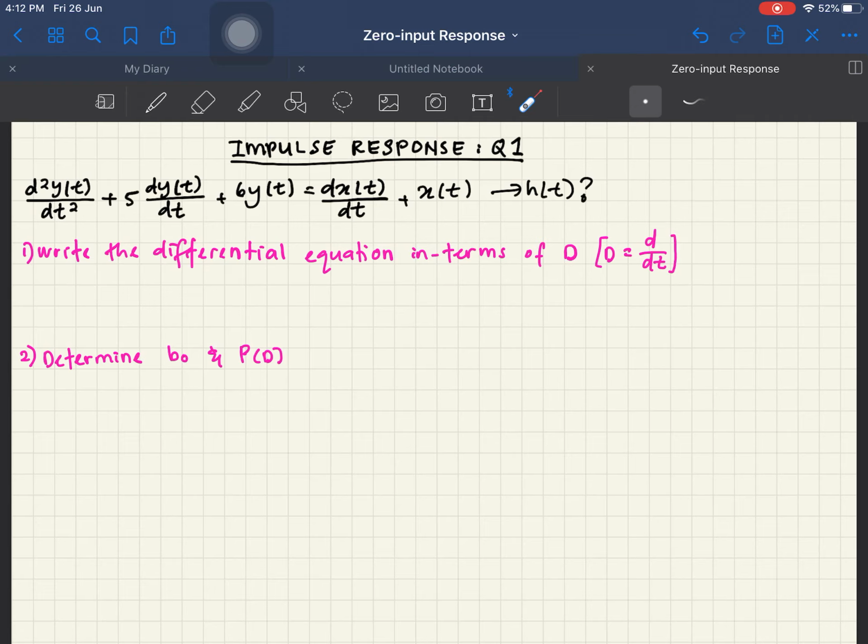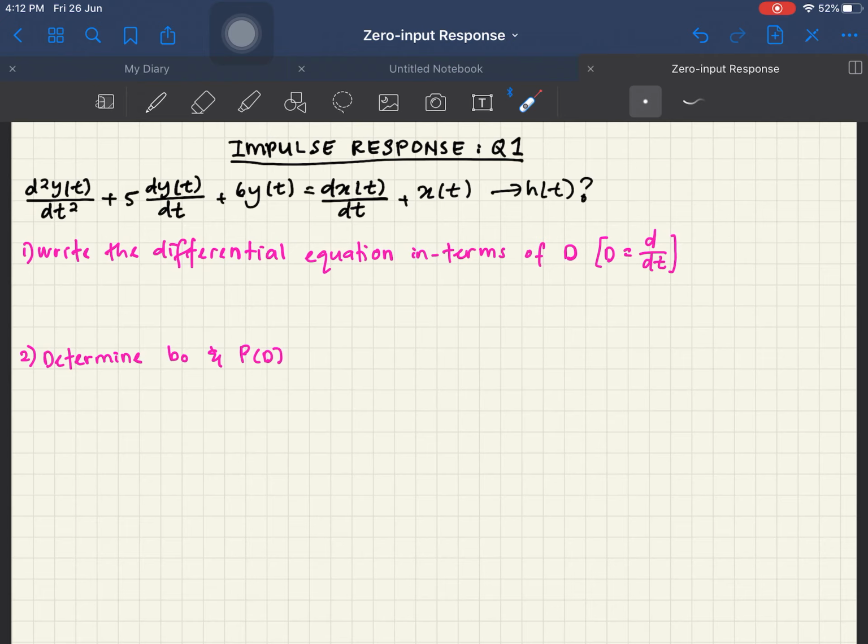In this video, I will show you the solution to finding an impulse response of a given linear differential system, which is question number 1. So you are given this linear differential equation, and you are asked to determine h of t, which is the impulse response of the system.